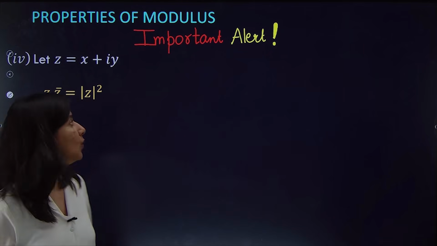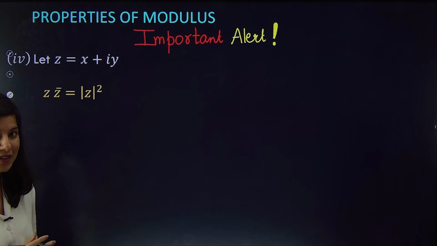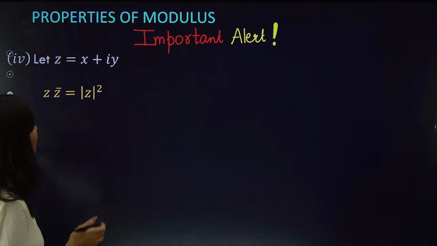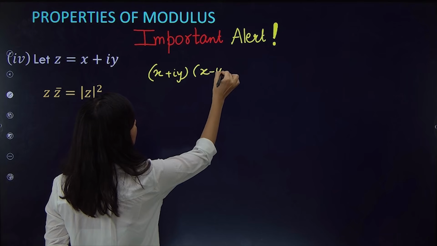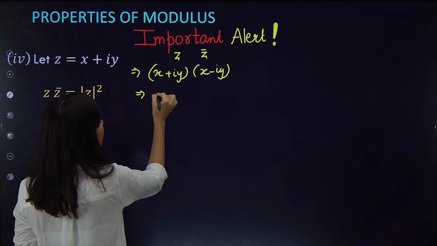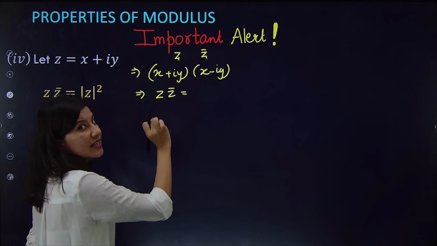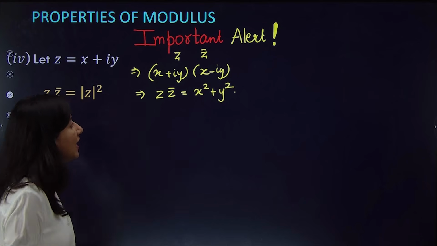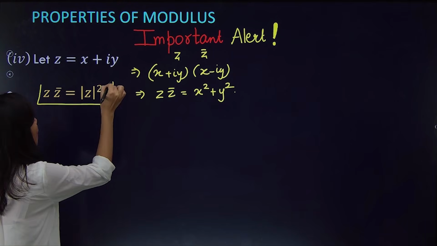Important alert. Okay, so what is so important about this property? Z z bar. We have already multiplied a complex number with its conjugate. The moment you multiply x plus iota y, which is your z, and x minus iota y, which is your z bar, you get x square plus y square. And x square plus y square is nothing but the square of the modulus. So z z bar is equal to mod z square.